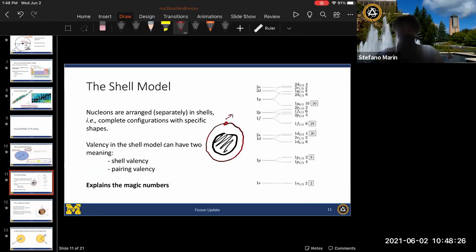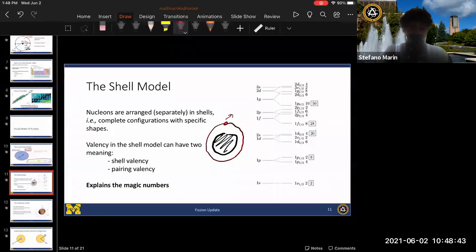One of the greatest achievements of the shell model, just like the liquid drop, whose greatest achievement was the description of the mass formulas and other things, including fission. For the shell model, the greatest achievement was the description of the magic numbers, very important things that describe the stability of nuclei as a function of their masses.